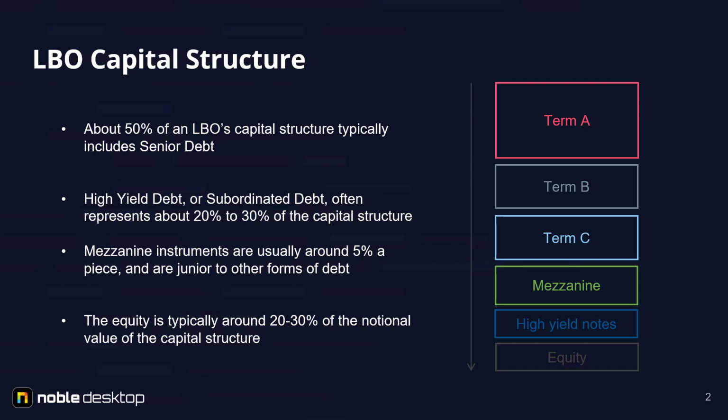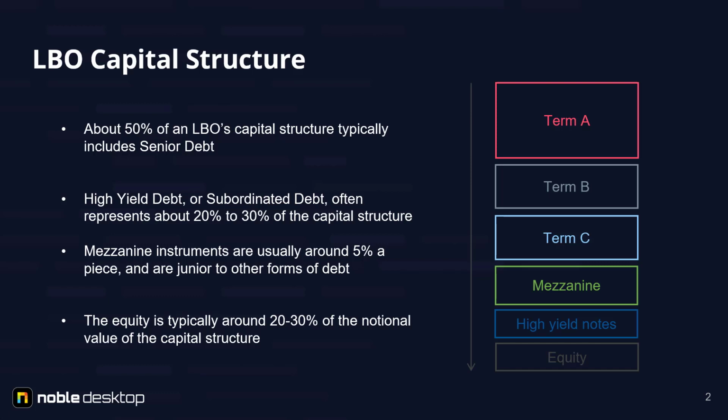Equity, which represents the private equity fund's capital in an LBO, is the most junior tranche of the capital structure. In other words, common equity shareholders are paid last during a liquidation of a company after all other stakeholders. The equity is typically around 20 to 30% of the notional value of the capital structure, though it is sometimes more for certain deals.